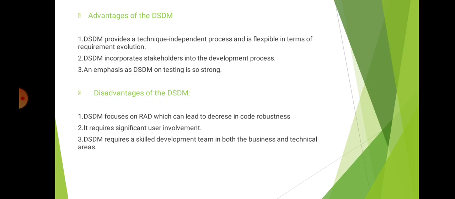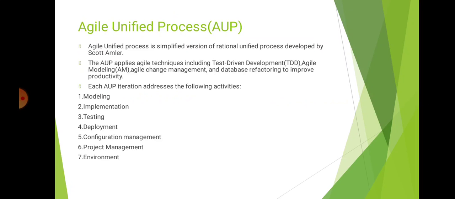The next topic is Agile Unified Process, that is AUP. Agile Unified Process, AUP, is a simplified version of Rational Unified Process, that means RUP, developed by Scott Ambler, and it describes a simple, easy to understand approach to developing business application software using agile techniques and concepts, while still remaining true to the RUP, that is Rational Unified Process.